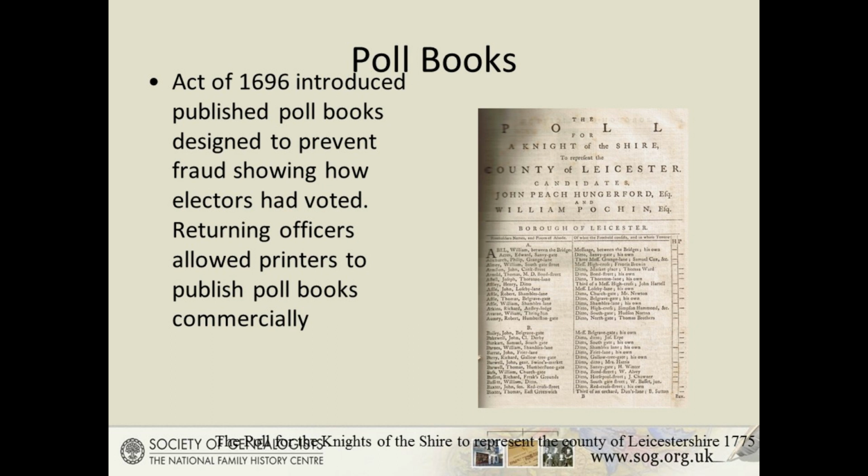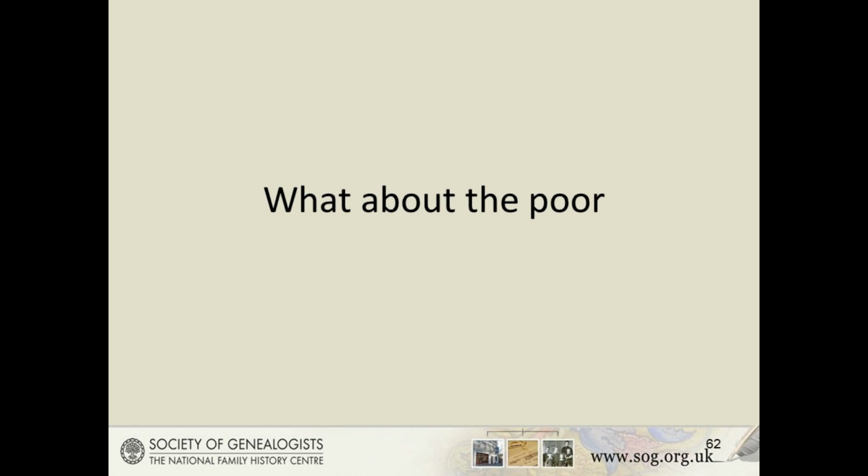Lists of those who voted were published for each parliamentary election from 1696. Here we see an alphabetical list of men who voted and where they lived in the borough of Leicester in 1741. This is one of the many early poll books at the SOG, and many can be found in good libraries and record offices. Well, it's fine your ancestors had apprenticeships and did so well in life that they became entitled to vote, but what about your ancestors who fell on hard times?